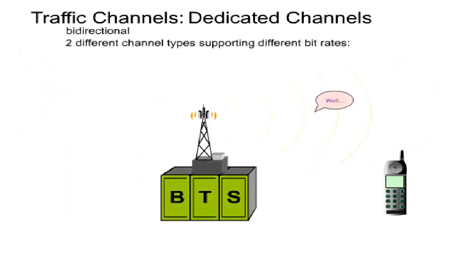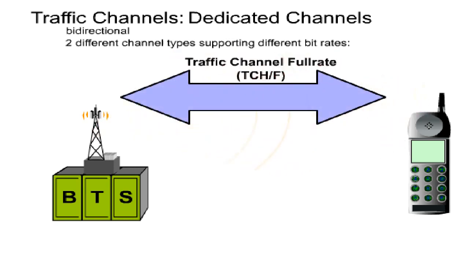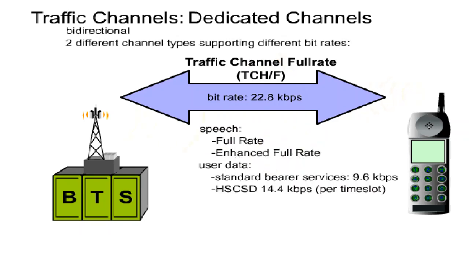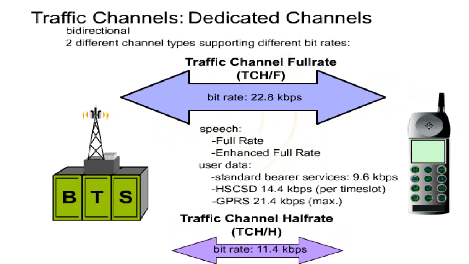There are two different channel types supporting different gross bit rates. The traffic channel full rate, TCHF, has a gross bit rate of 22.8 kilobits per second. It's used for speech, encoded by a full rate or enhanced full rate codec, as well as for user data, encapsulating a net bit rate of 9.6 kilobits per second for standard bearer services, 14.4 kilobits per second per time slot in the case of HSCSD, or up to 21.4 kilobits per second with GPRS. The traffic channel half rate, TCHH, supports 11.4 kilobits per second and is only used for half-rate codec speech.